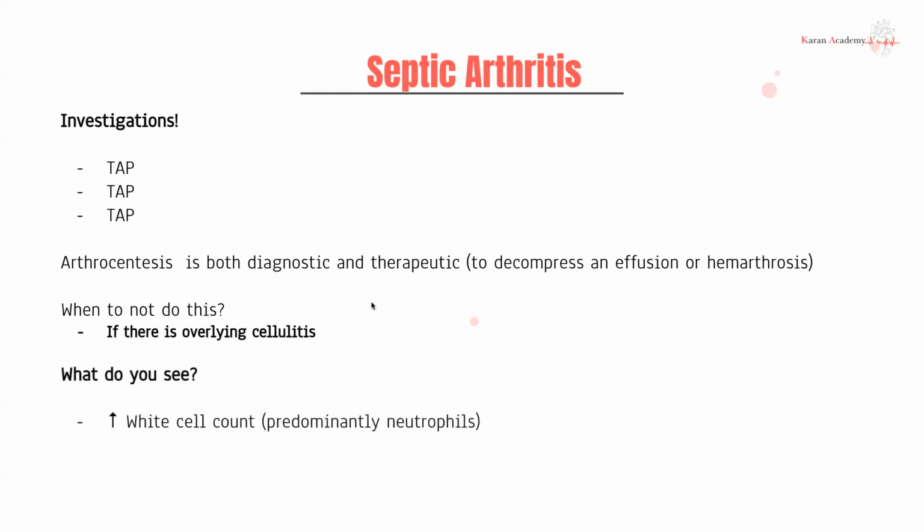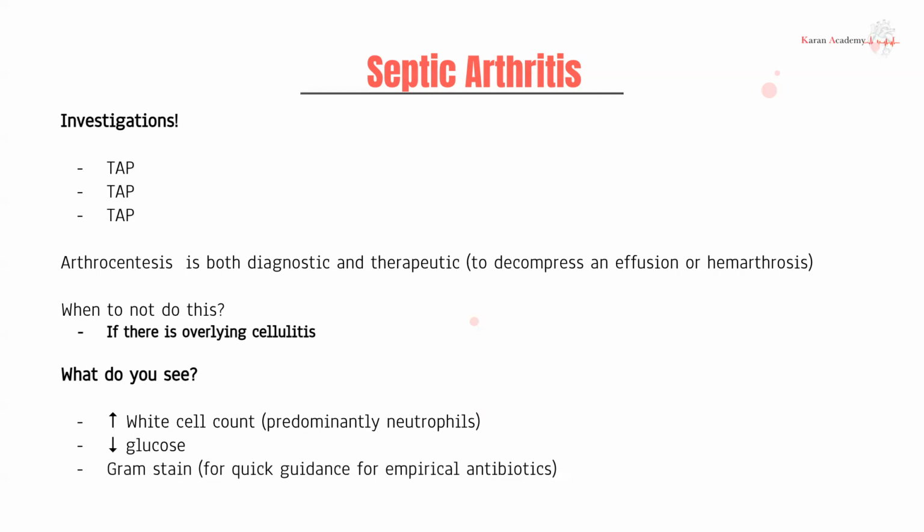So what would you see with a joint aspirate that is suggestive of septic arthritis? You would see an increased white cell count, predominantly neutrophils. Again, remember, the most common cause is going to be bacteria, so you're going to have a neutrophilia. You're going to have reduced glucose, because the glucose is going to be consumed by bacteria. So you can have low levels of glucose, and you're also going to do a gram stain.